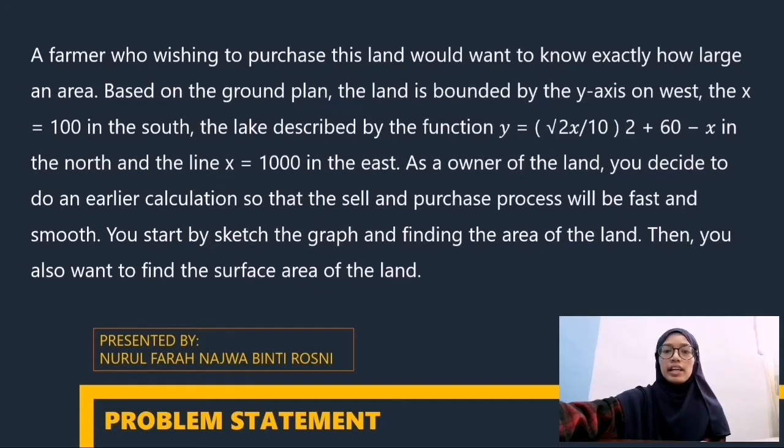As the owner of the land, you decide to do an earlier calculation, so the sale and purchase process will be fast and smooth. You start by sketching the graph and finding the area of the land. Then you also want to find the surface area of the land.